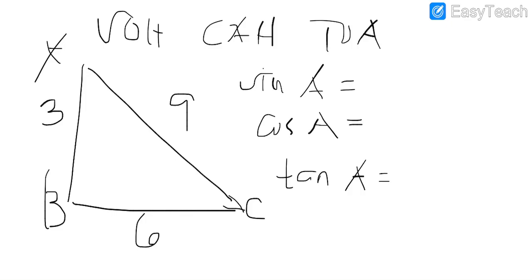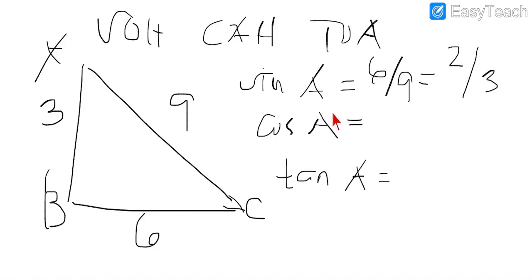So here, sine, that is SOH. The sine of A is equal to the opposite side with respect to angle A. With respect to angle A, we will get its sine. So the sine of A is equal to the opposite side, which is 6, divided by the hypotenuse, which is 9. So we have 6 over 9, or that can be reduced. Divide both by 3, so we have 2 over 3.